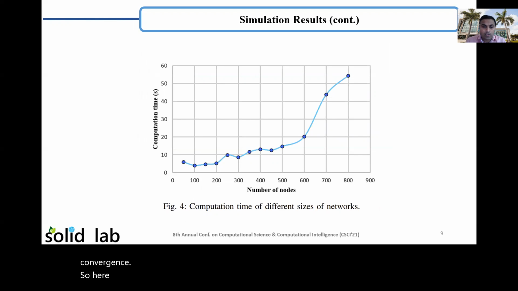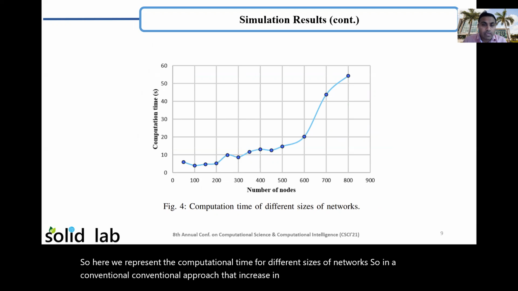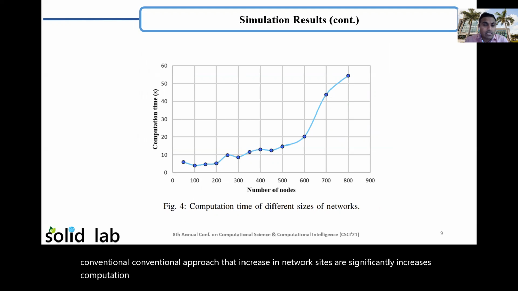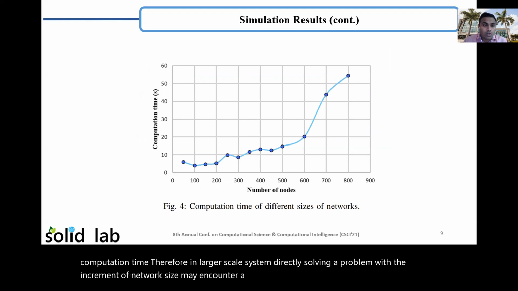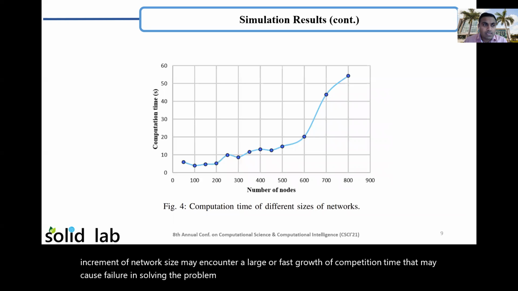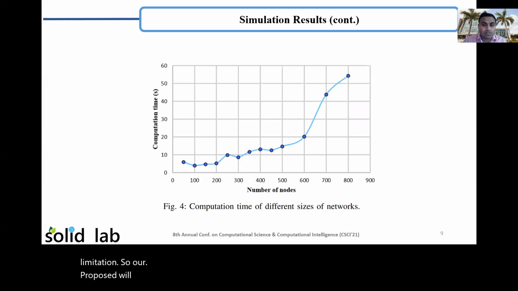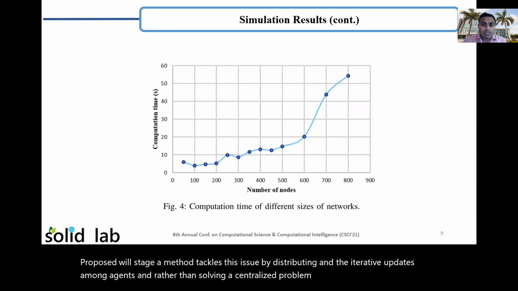Here we represent the computational time for different sizes of networks. In a conventional approach, the increase in network size significantly increases computation time. Therefore, in a larger scale system, directly solving a problem with the increment of network size may encounter a fast growth of computation time that may cause failure in solving the problem due to computational complexity and also memory limitation. Our proposed two-stage method tackles this issue by distributing the iterative updates among agents, rather than solving a centralized problem that includes all decision variables.